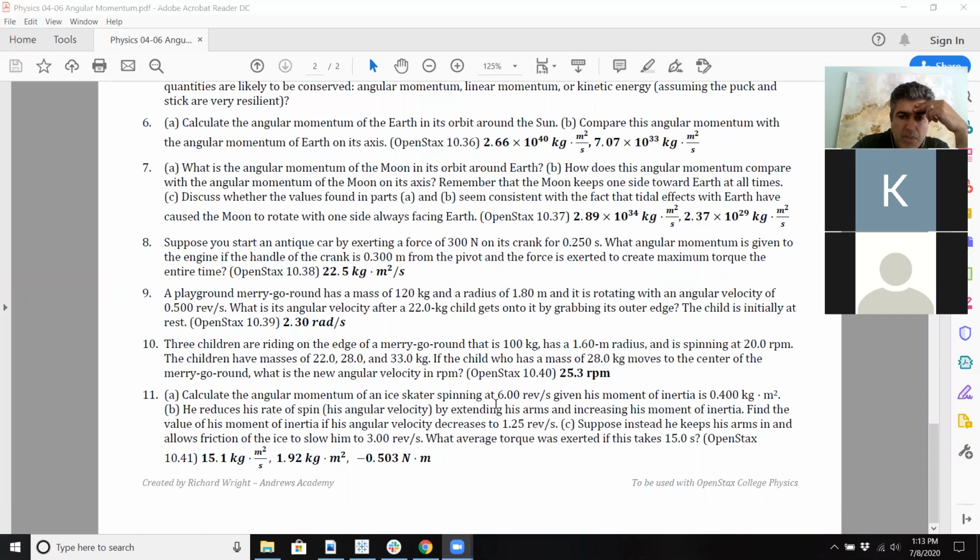Calculate the angular momentum of the ice skater spinning at 6 revolutions per second, given his moment of inertia. Okay, so remember, angular momentum, easy. It's going to be your inertia times your omega. But you do have to convert that to rads per second, which is really easy.